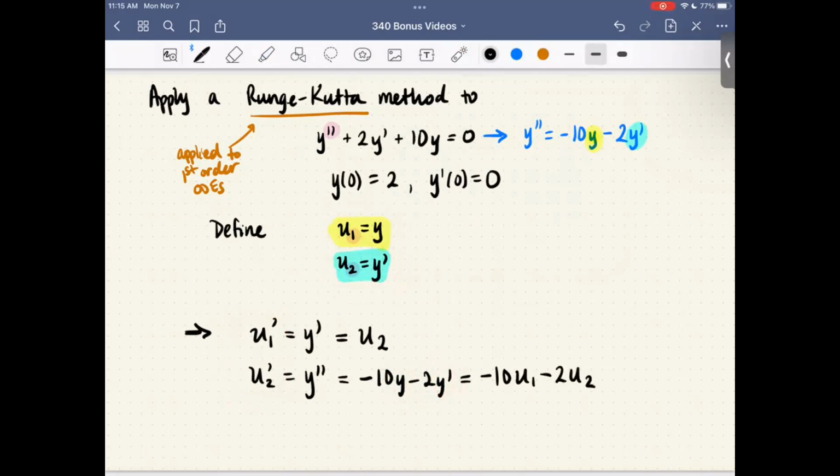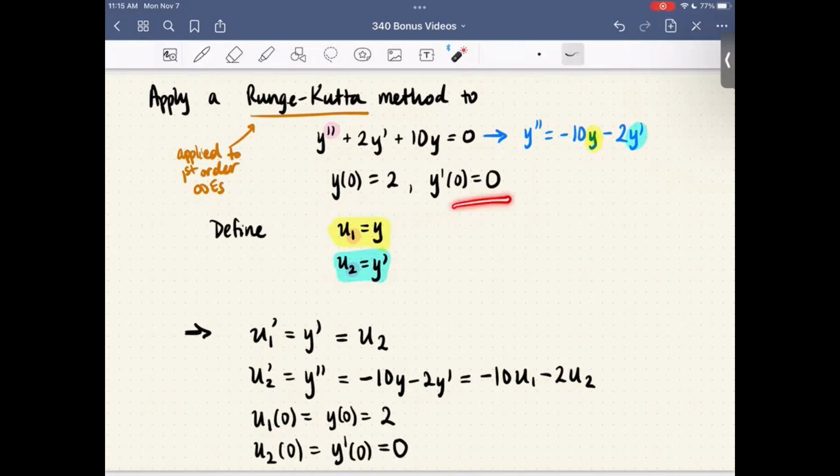Now I also need to transform my initial conditions in terms of u1 and u2. u1 at 0, well, u1 is y, so u1 at 0 is y at 0. And in this case, that's 2. And u2 at 0, u2 is y prime, so this is y prime at t equals 0. So this is 0 from this initial condition. So this is my new system.